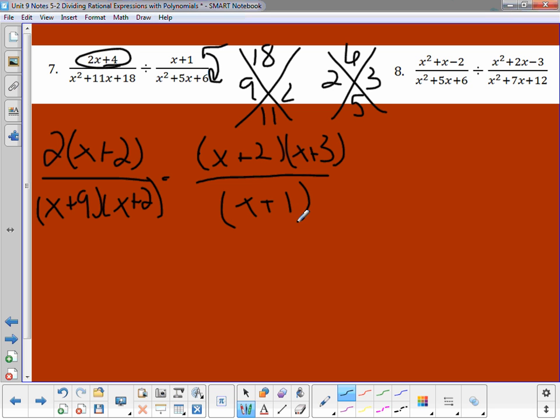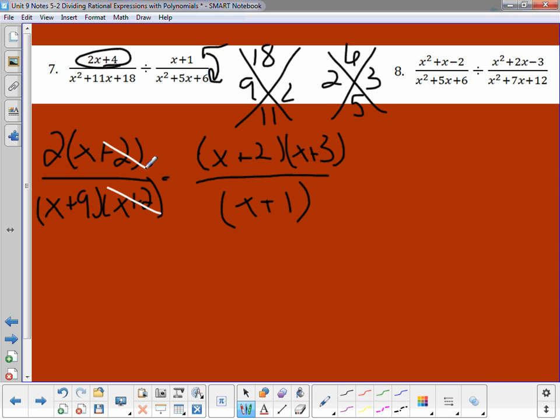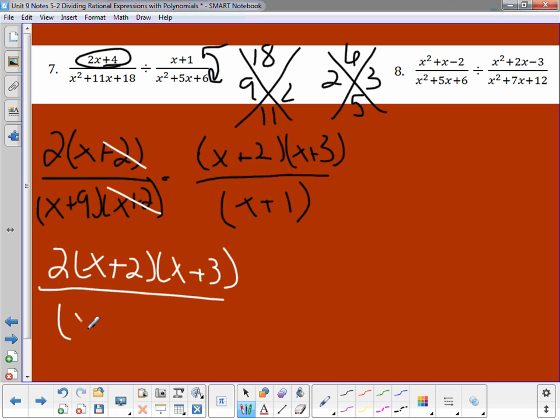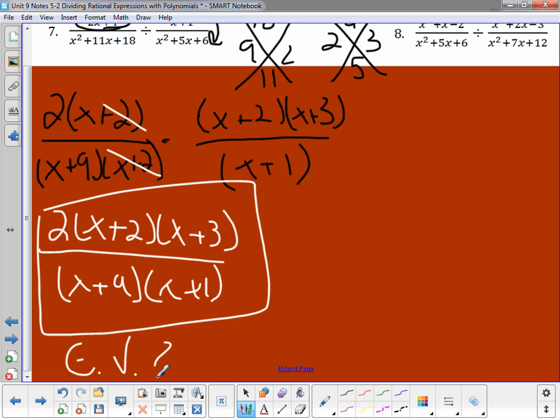So let's go ahead and cancel out what we can. All right, so I can cancel out an x plus 2, and that's it. I'm left with 2 times x plus 2 times x plus 3, and on the bottom, I'm left with x plus 9 times x plus 1. Now, I'm not going to require you guys to multiply these out, so this is okay for your final answer. So again, I want you to go through and calculate the excluded values for me.